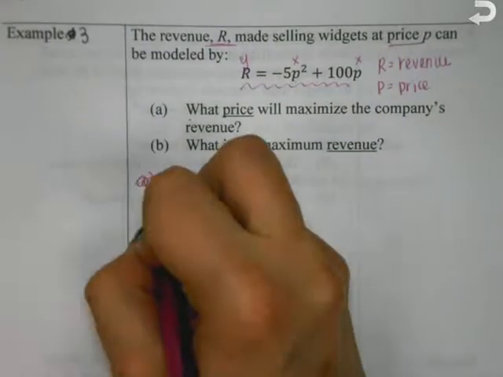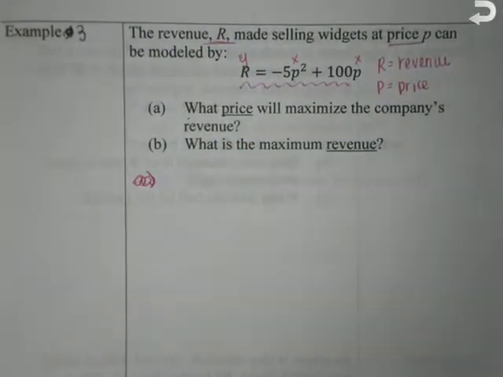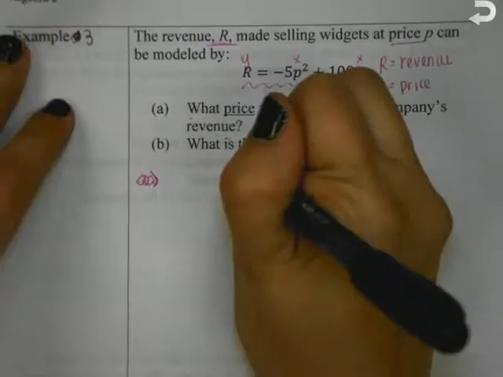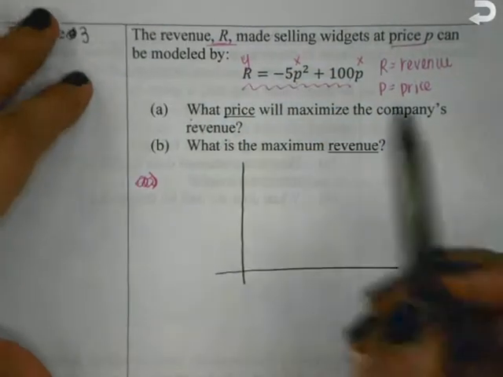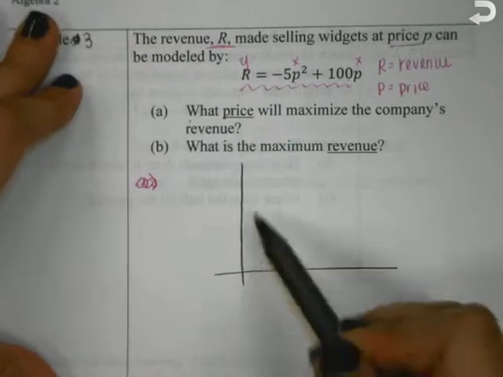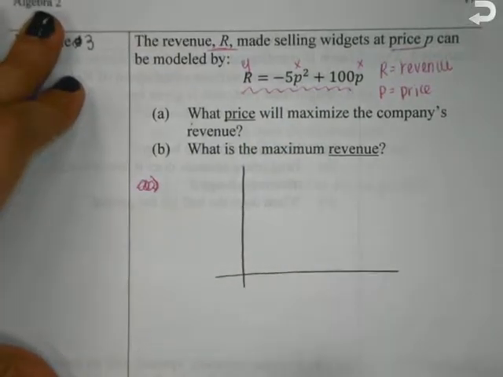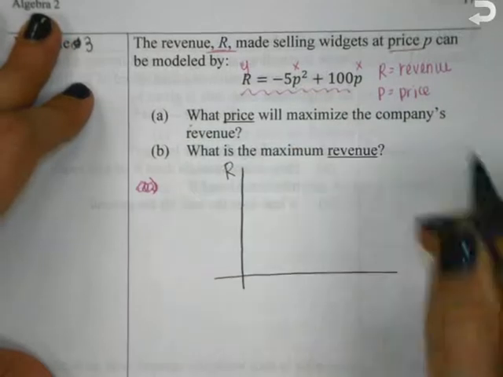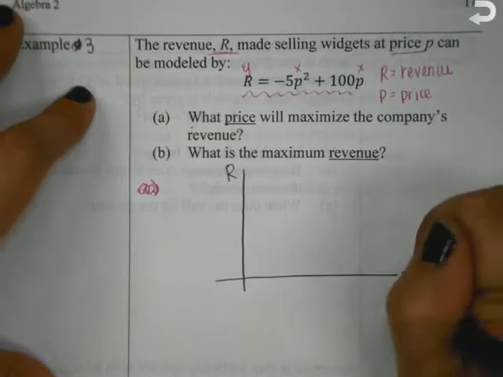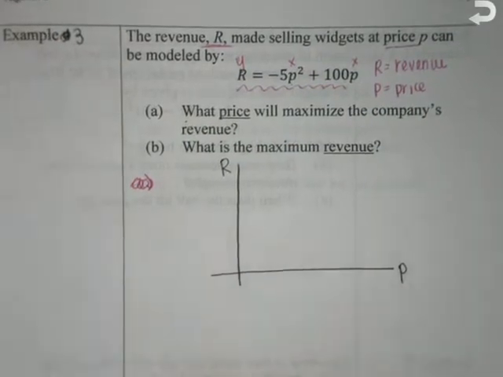So if I were to sketch the graph, and we're just going to do a sketch right now, on my axis, would revenue be the y-axis or the x-axis? The y-axis, because it's y. So that means P is the x-axis. Okay, so just draw that right now. We're just going to draw the axis. We're going to do the work in a second.